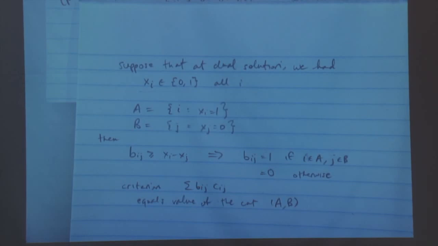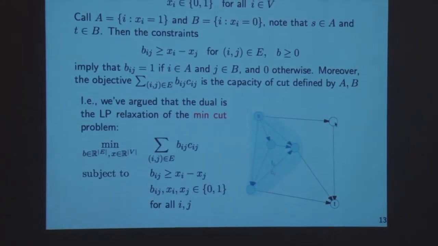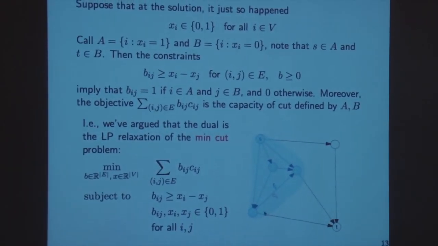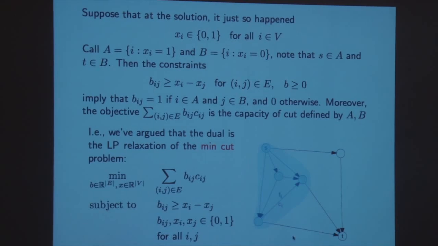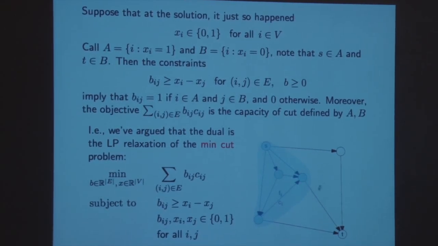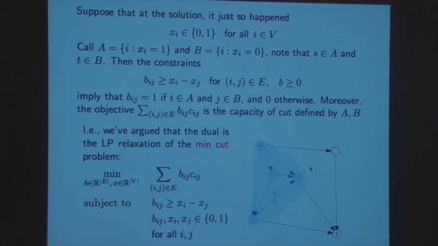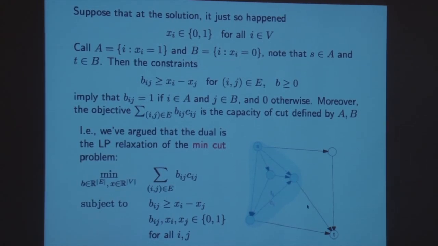So look back at the picture. Suppose this was equal to A and this is equal to B. We look at all the edges that leave A and go to B. So that's this edge, and that edge. And remember, b is going to be 1 on all of these three edges, and it's going to be 0 everywhere else. So the criterion, which is the sum of bij cij, is just the sum of the capacities of these three edges. And that's, by the definition of a graph cut, equal to the value of the cut between A and B. It's the sum of the cost of edges leaving A and entering B.